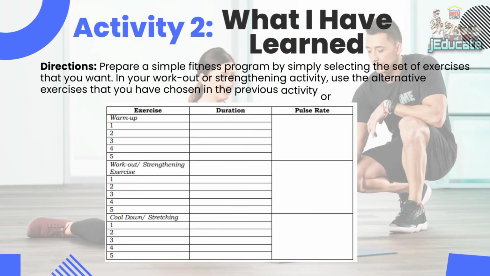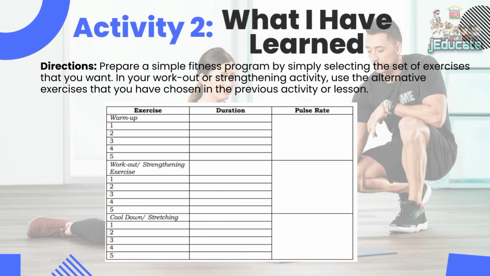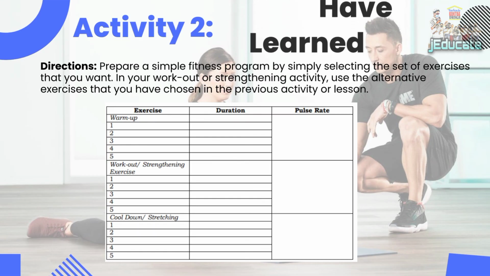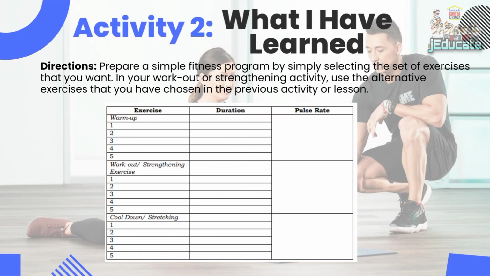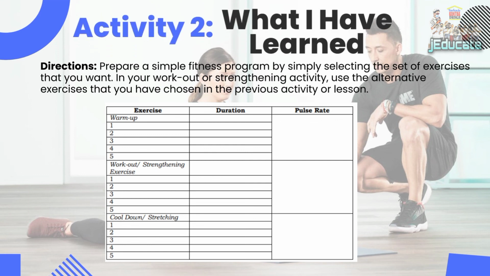Let's try activity number 2. What I have learned. Directions. Prepare a simple fitness program by simply selecting the set of exercises that you want. In your workout or strengthening activity, use the alternative exercises that you have chosen in the previous activity or lesson. Exercise is categorized into 3: warm-up, workout or strengthening exercise, and cool down or stretching.